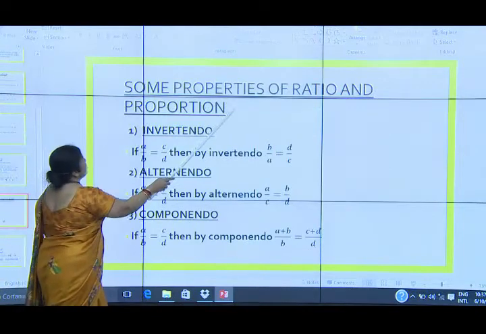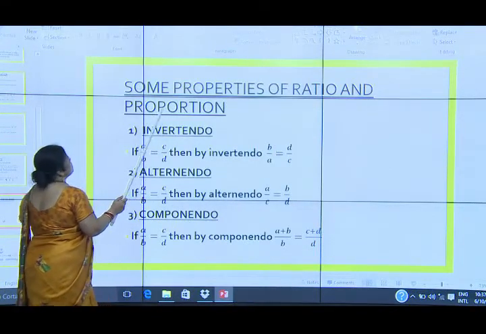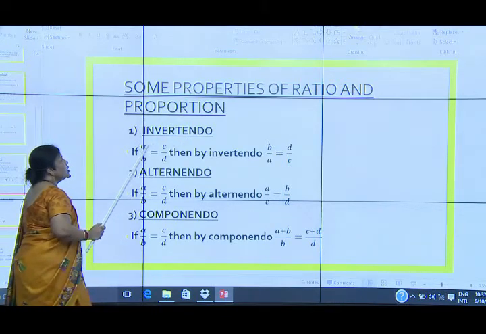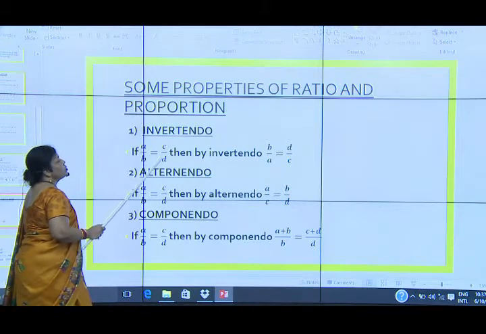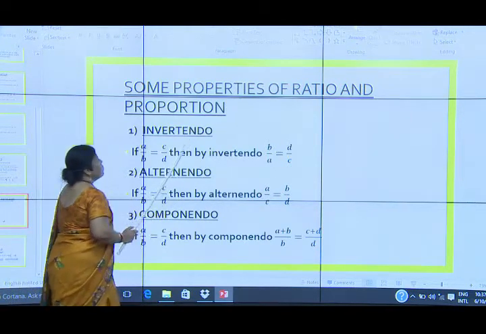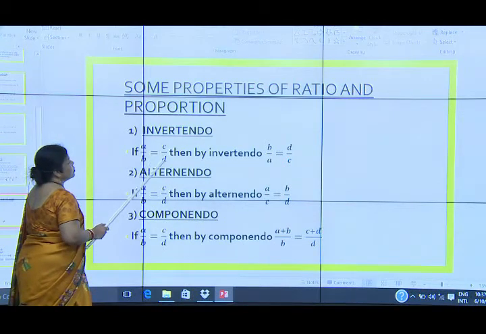Some properties of ratio and proportion. Now what are the properties related to these ratio and proportion? First is invertendo. In invertendo, children, if two ratios are given like this, if A upon B is equal to C upon D, then by invertendo what we have to do? We have to do the reciprocal on both sides.